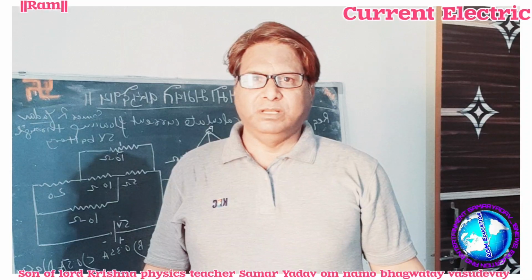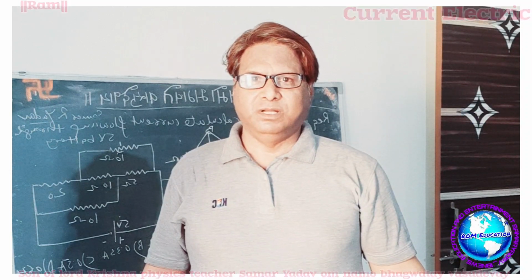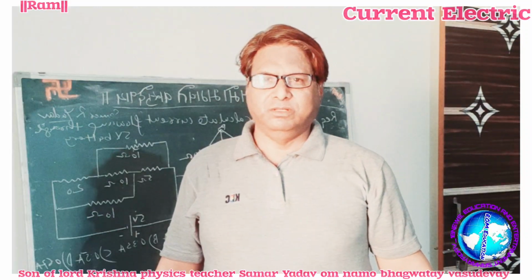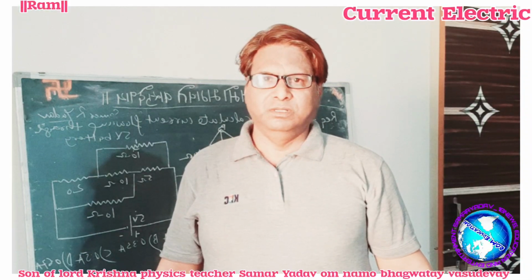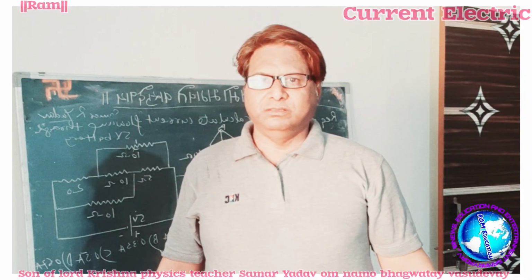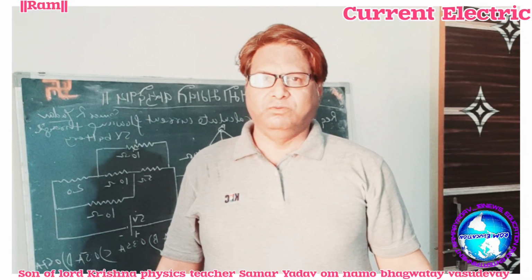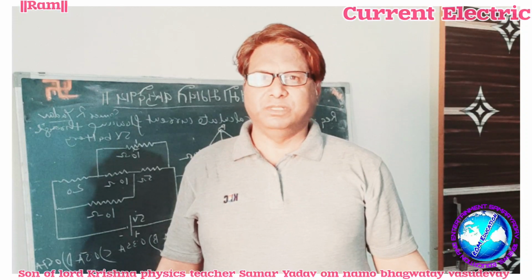And here R1 and R2, and finally we can write R equivalent is equal to R1 into R2 upon R1 plus R2. Keeping the values and solving this equation, R equivalent is equal to 10 ohm. Now we know that the current in this circuit I is equal to V upon R equivalent is equal to 5 upon 10 is equal to 0.5. So the correct option is C.